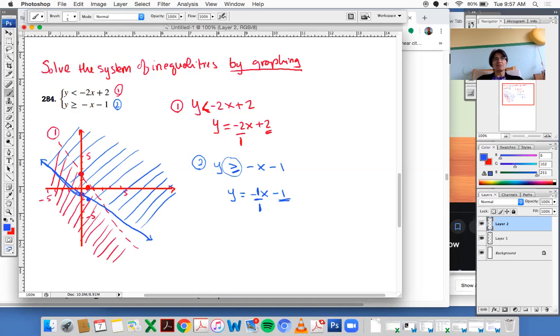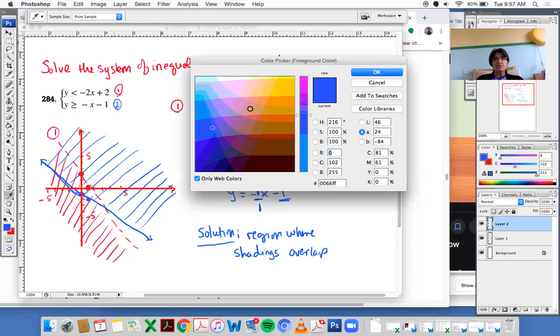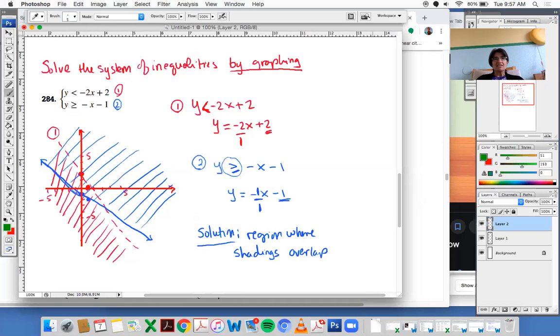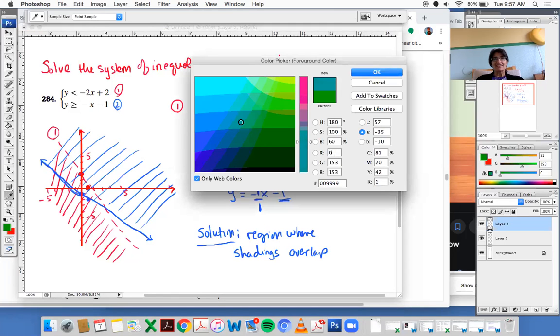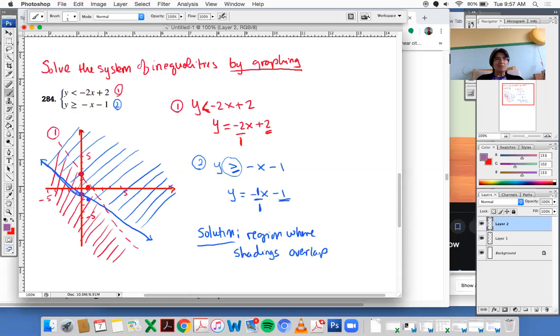All right, so this is a system of inequalities graphed together. Now the solution is the region where the shadings overlap. Let's pick a nice color, purple, because when you mix red and blue you get purple. If I look at my graph here, this is where the green, the blue and the red shadings are on top of each other. So this sliver right here, this region in space, is where the solution is. So this is the solution.